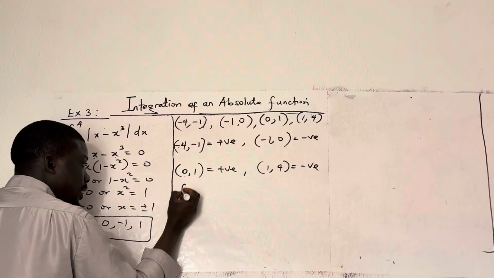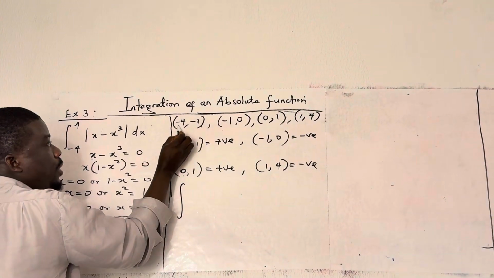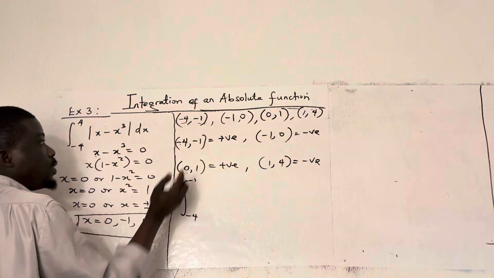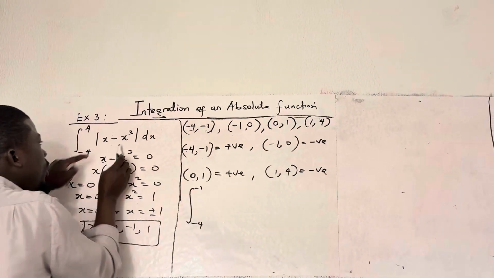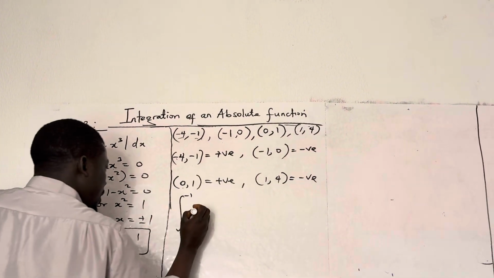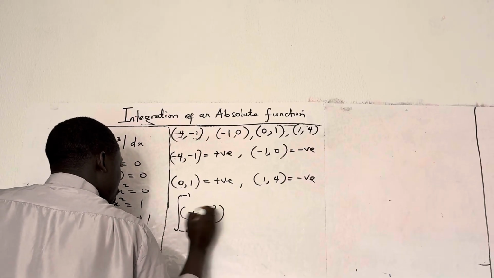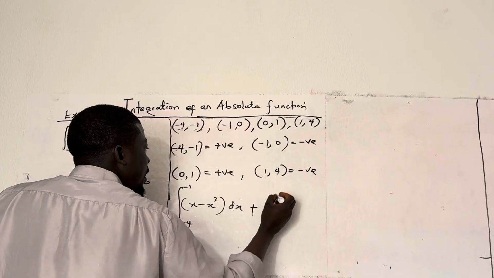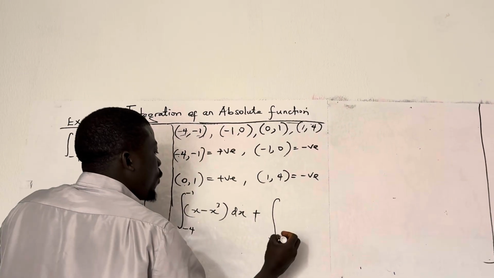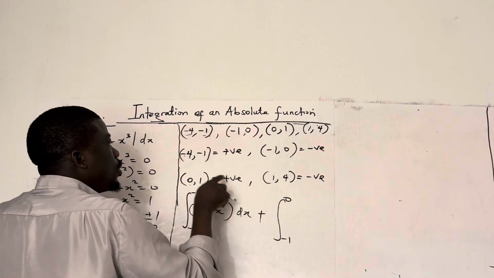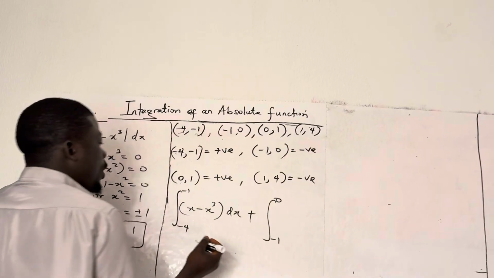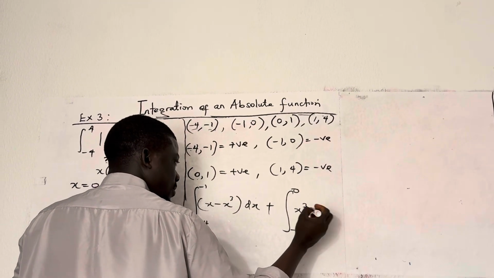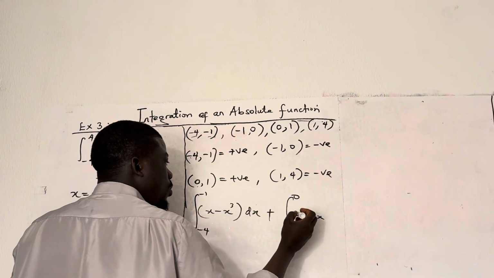Now let's use our integral sign. For the first one, the integral from minus 4 to minus 1, which is what? Positive. We are going to write the exact value, which is x minus x cubed, dx. Plus the second one, which is the integral from minus 1 to 0. Minus 1 to 0 is negative. So we are going to have x cubed minus x.